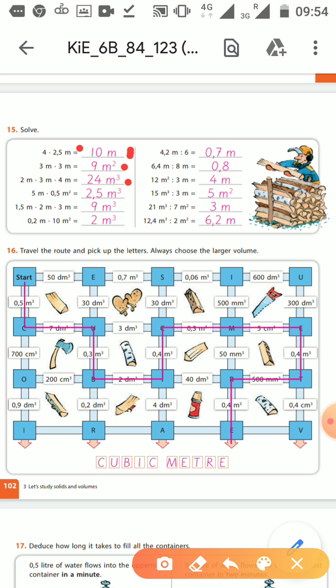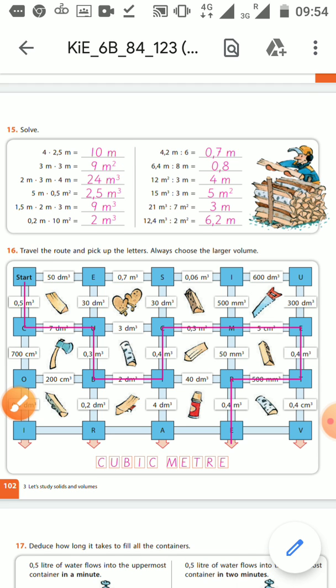This was a complex one, but that shows you the answer there. Traveling the route and pick the letters. Always choose a larger volume. So that's a higher order question there.